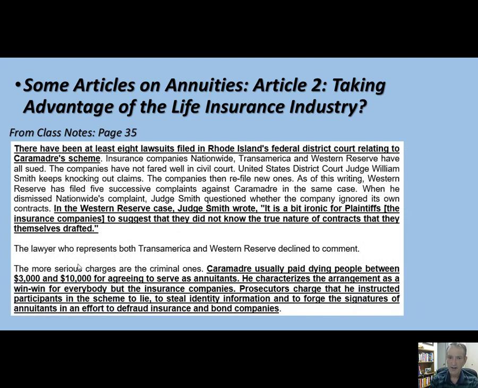So there have been lawsuits filed. One judge wrote, it is a bit ironic for plaintiffs to suggest they did not know the true nature of the contracts that they themselves had drafted. So Joe usually paid dying persons between $3,000 and $10,000, which is even better than what I said. How are you harming that person by giving them $10,000? I mean, they could buy their own policy if they wanted to, but they could also do this for Joe Caramadre if they wanted to. They could do both, and they get an extra $10,000 in one. In fact, they could do this with Joe Caramadre and take the $10,000 and put it into their own variable annuity if they wanted to. So he thought it was a win-win.